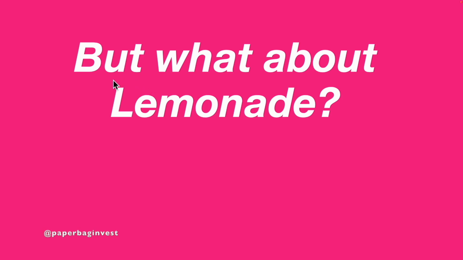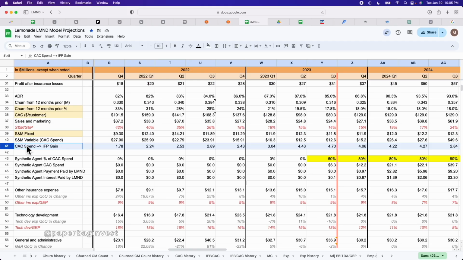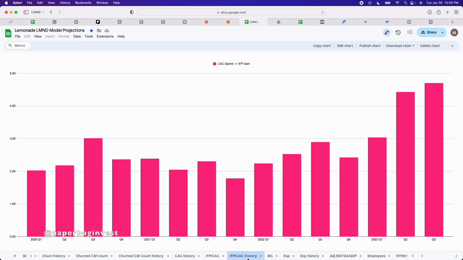What about Lemonade? What is their IFP to CAC ratio, and how can we think about their acquisition strategy? In my Lemonade model, which is available to my Patreon members, if you want to support the channel, feel free to join my Patreon and get full access to the model. I have been tracking their customer acquisition spend and how much IFP they are gaining from that CAC spend. I have a graph of it here, and you can see it was roughly in the 2 range for quite a few quarters, going all the way back to 2020.